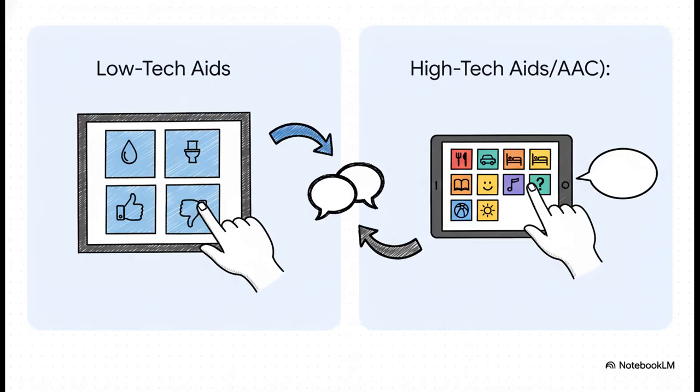And they often use communication aids. These can be super simple, low-tech tools like a board with pictures or letters that a person can just point to, or they can be incredibly high-tech, like a tablet or a special device that can actually speak out loud whatever the person types or selects. The goal for both is the same, to give that person their voice back.